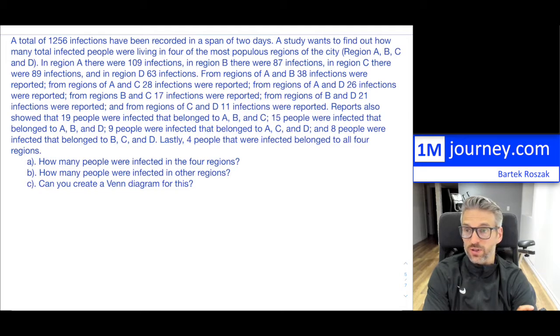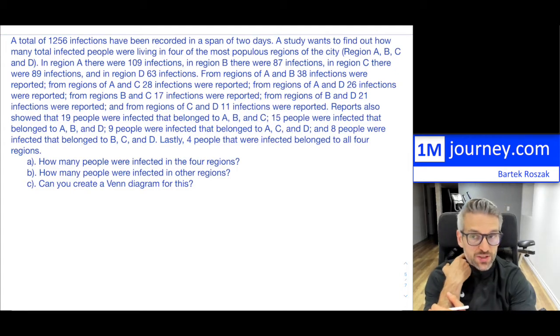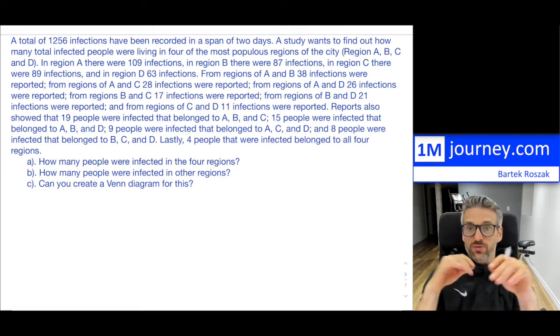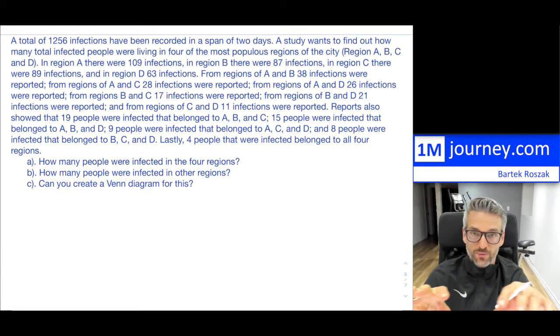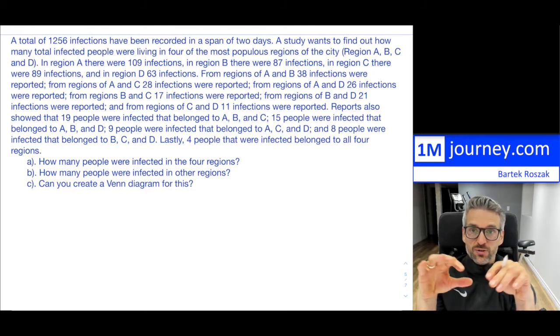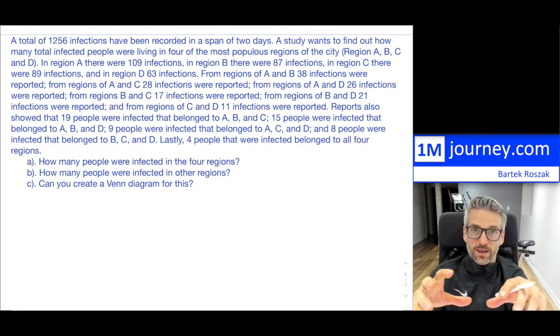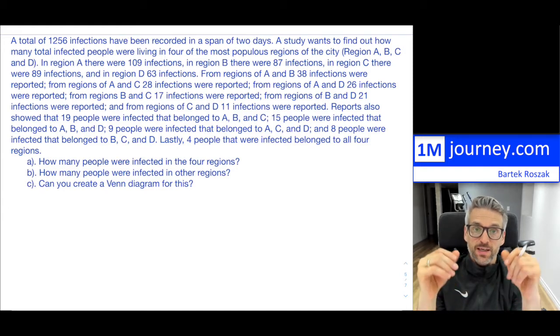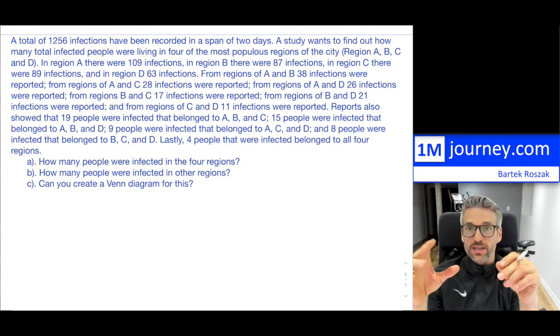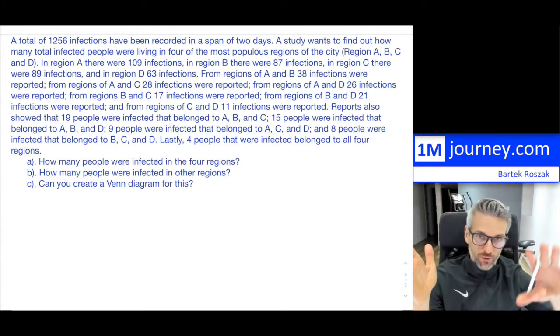So, in this example, you're dealing with infections, and then there's four different regions that we're going to be dealing with. So I wanted to first, in general, just show you how to approach and how to find the total union. So the total number of, for instance, items or elements, in this case infections, that there have been in the union between all four regions.